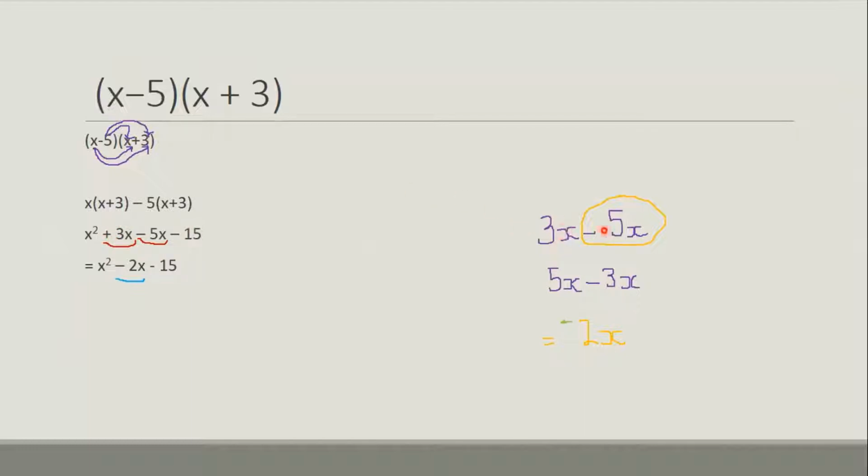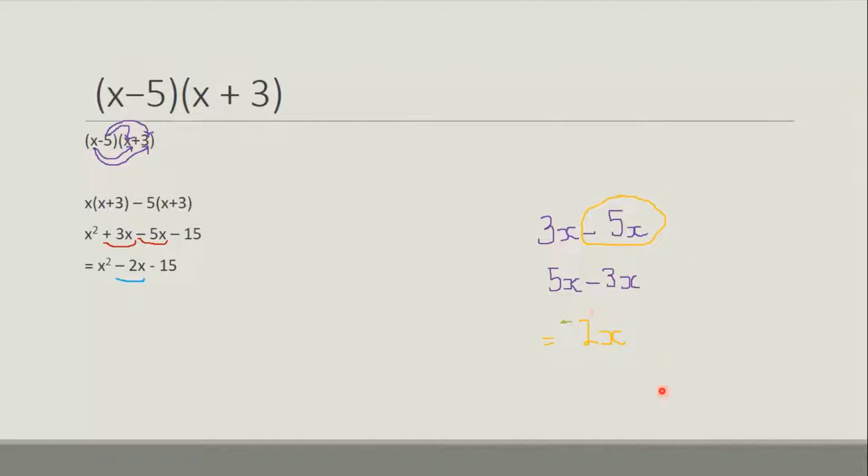So 3x minus 5x. There are many ways people just calculate it right away, but an easier way is to first put the bigger number in front of the small number and change it a bit: 5x minus 3x. So here it's easy for you, you just know 5 minus 3 is 2, and then you add the x at the end.